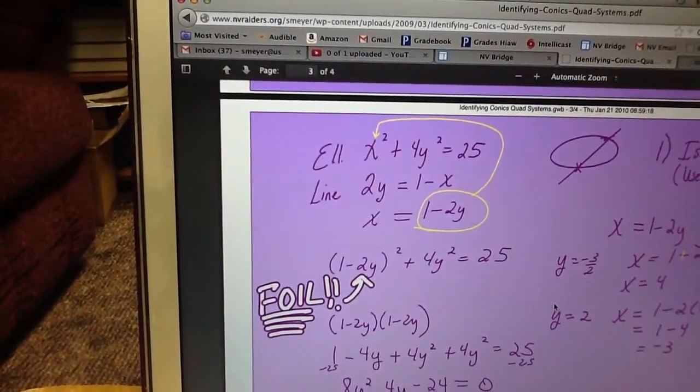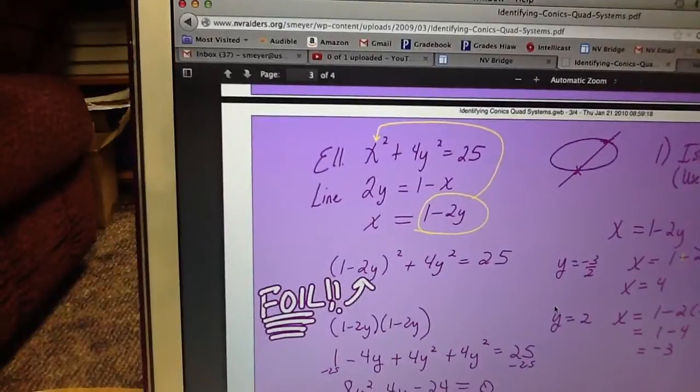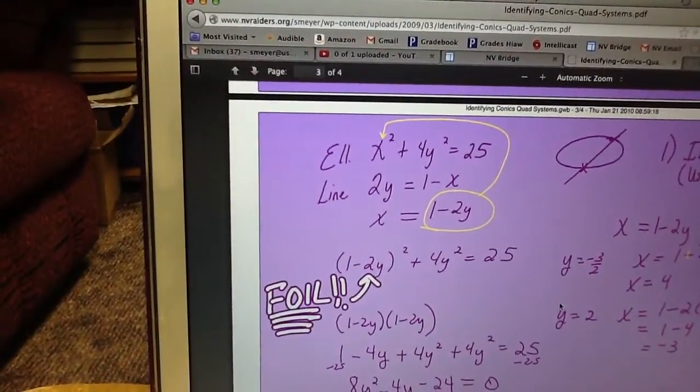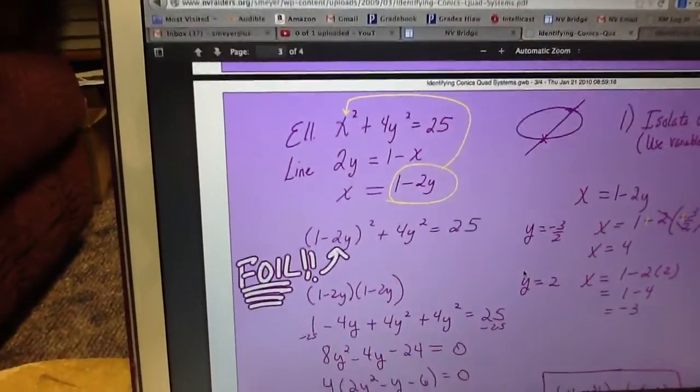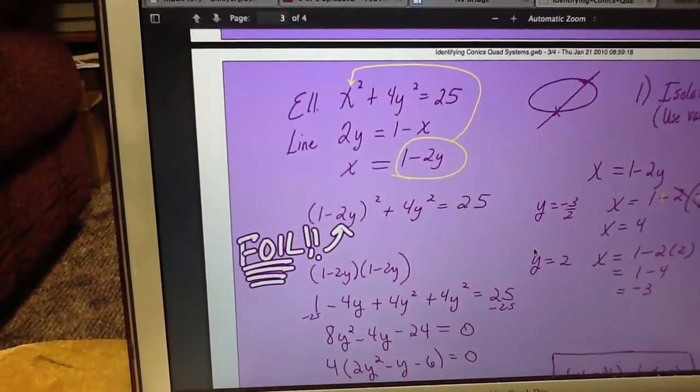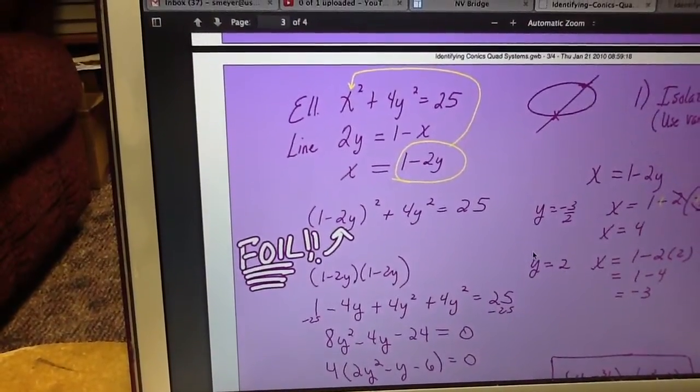In substitution, we then take that equation and substitute it into the other one. So if you follow the yellow arrow, I'm putting it up there in place of the x squared. So I'll have (1 minus 2y) quantity squared, plus 4y squared equals 25.